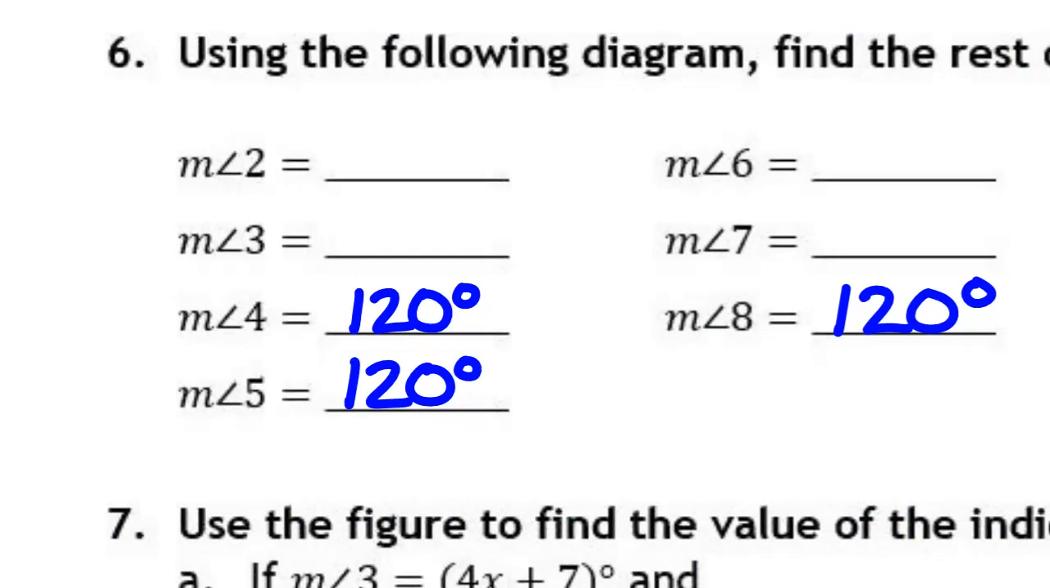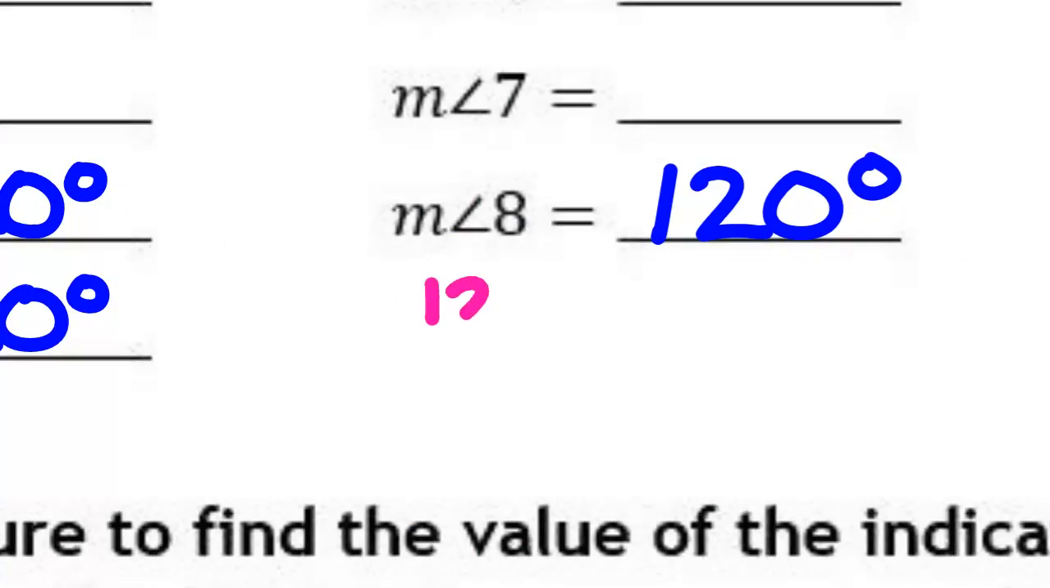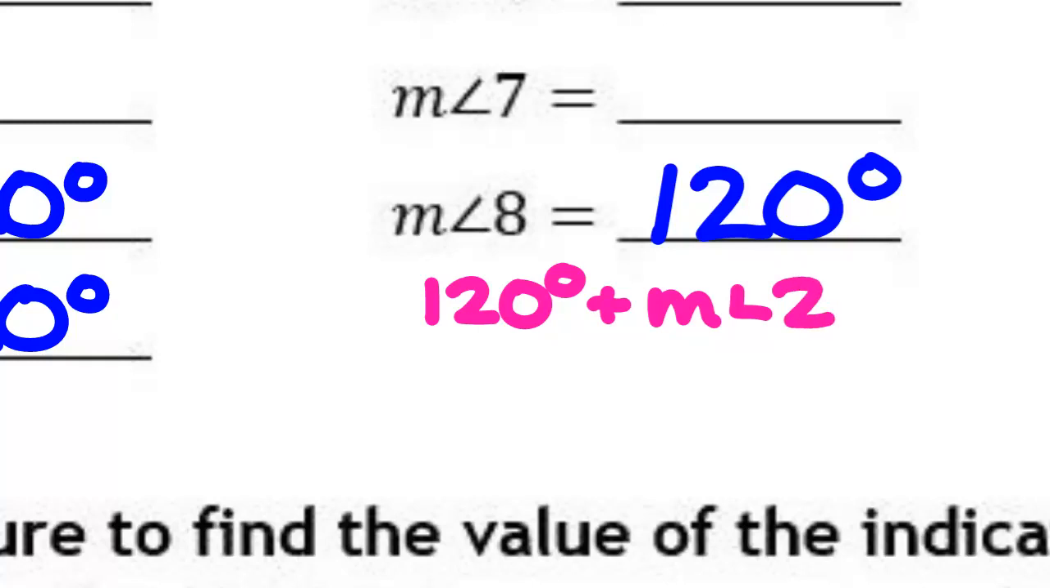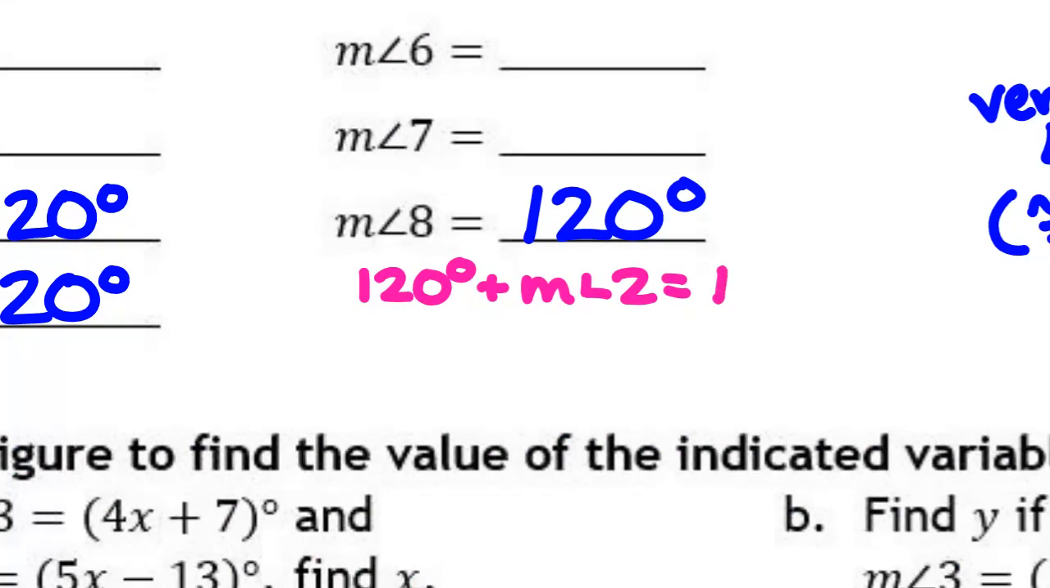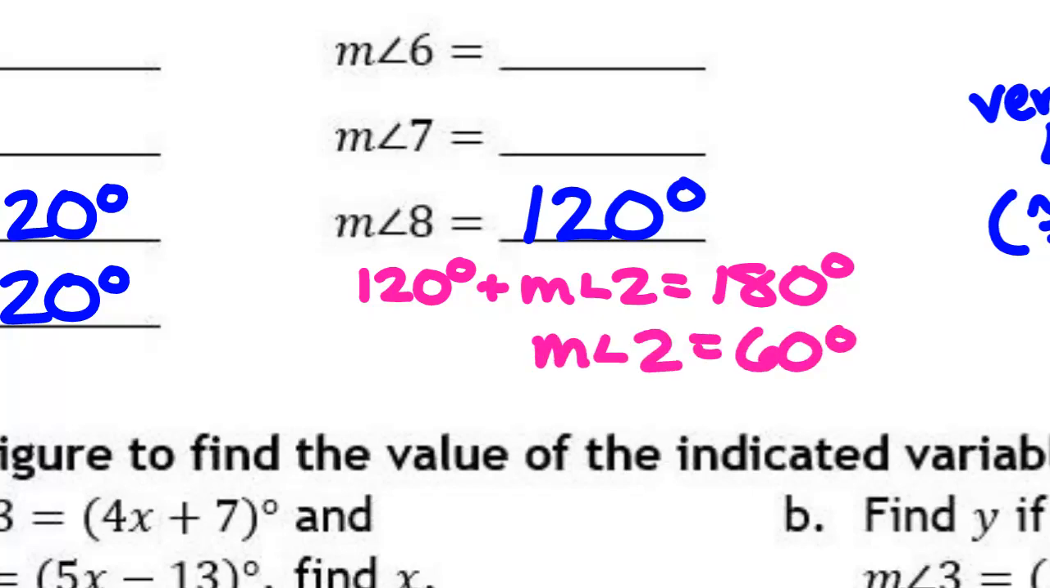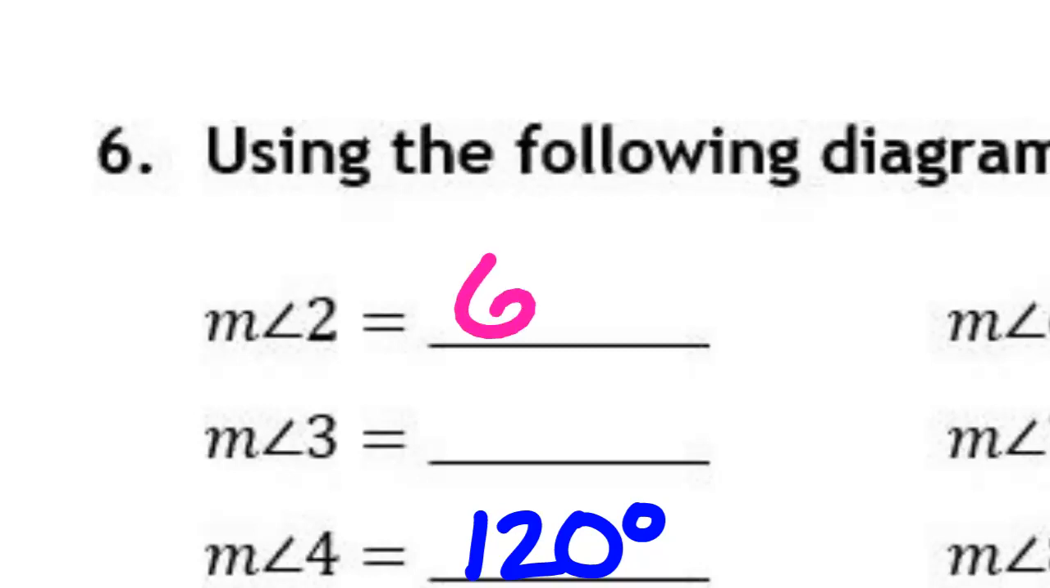And linear pair angles add up to how much? 180. So I know that 120 degrees plus the measure of angle 2 equals 180 degrees because they are a linear pair. So how big would angle 2 have to be then? 60 degrees. Angle 2 is 60 degrees.